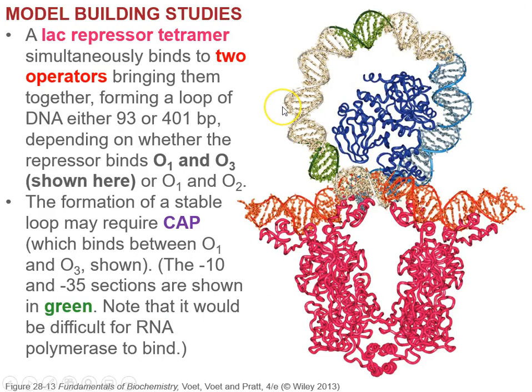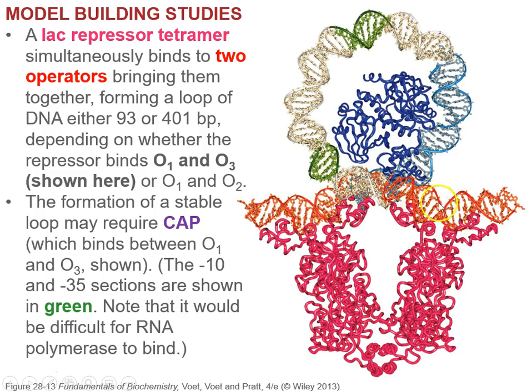So we have some pictures of what this looks like. This is the Lac repressor tetramer shown in this hot pink fuchsia color right here. It is a tetramer, although they didn't color the subunits different colors, so we can't really see that. But this is a dimer right here, and this is a dimer right here. And this orange part right here, that's the DNA. This shows O1 and O3.